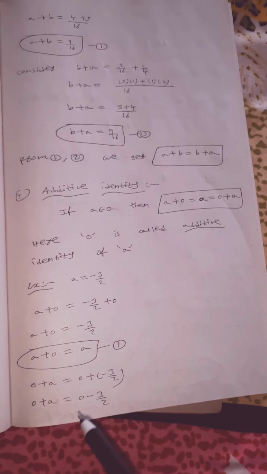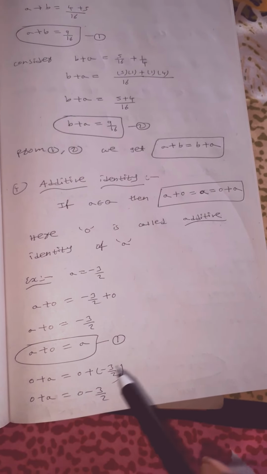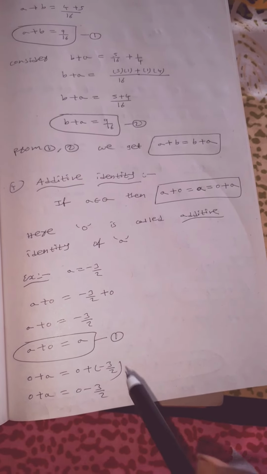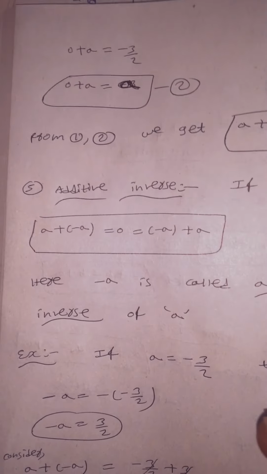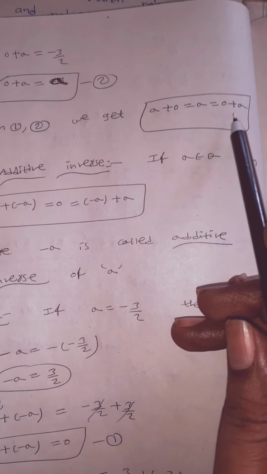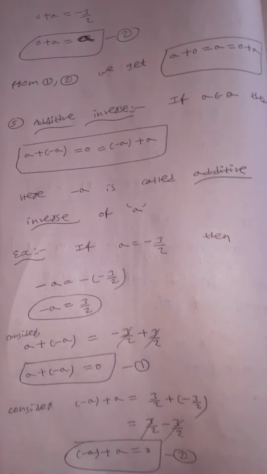Similarly, if you take 0 plus A, 0 plus of minus 3 by 2. Plus of minus 3 by 2 means write 0 as it is, plus into minus is minus. 0 minus 3 by 2 is minus 3 by 2. That is nothing but the A value. From 1 comma 2 what we get? A plus 0 equal to A equal to 0 plus A. So this is additive identity, children. Next, additive inverse.